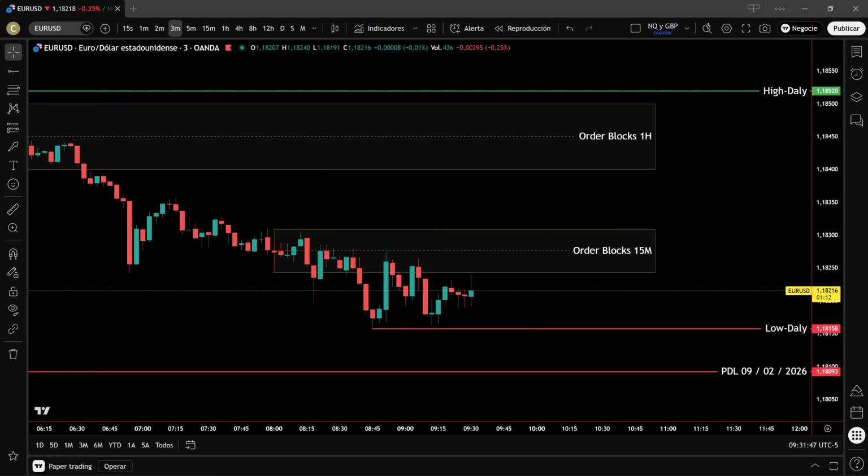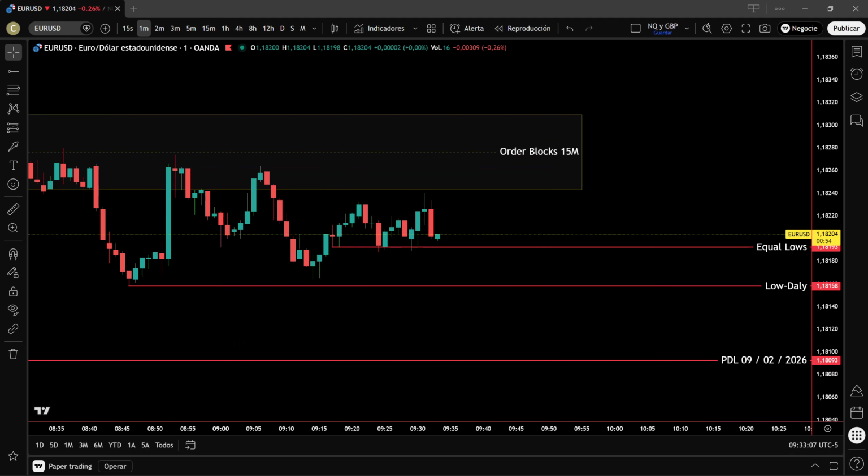This microstructure confirms that the price is simply recapitalizing before continuing its downward path. The low daily at 1.18158 acts as a visual magnet right now. By observing this level of detail, we can confirm that the internal structure remains aligned with the major trend, and any sign of exhaustion in this retracement will be the final signal to look for expansion toward the February 9 PDL liquidity. Finally, we land on the 1-minute timeframe to dissect the movement with surgical precision.